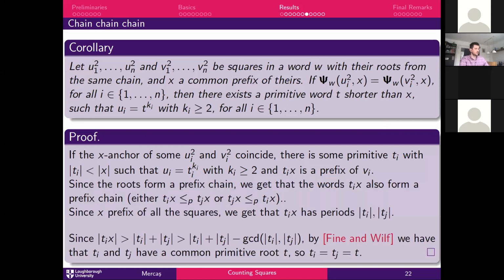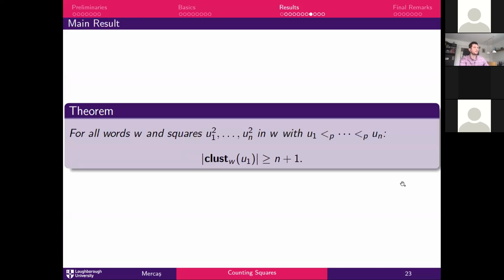I'm going to skip this. What you do is quite easy because you have these collisions. What happens is that you can express, using the previous lemma, which I'm going to call the collision lemma, each in terms of a primitive word, and then you can look at the chains of the primitive words that you get, of the repetitions that you get. And then using Fine and Wilf, you get that there is a unique one for all.